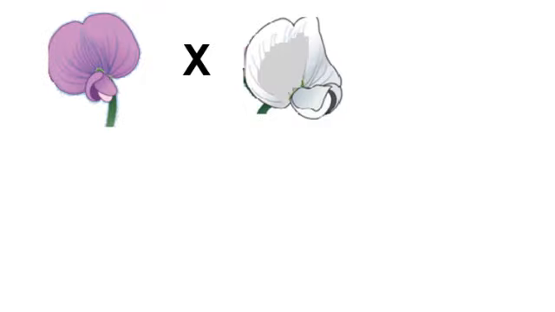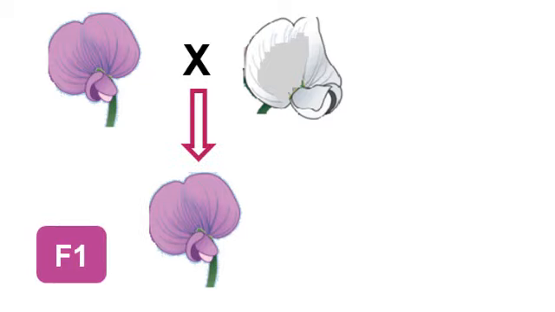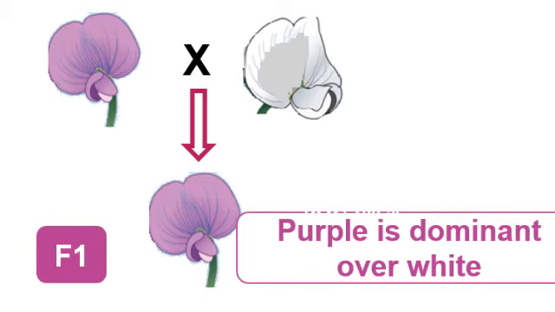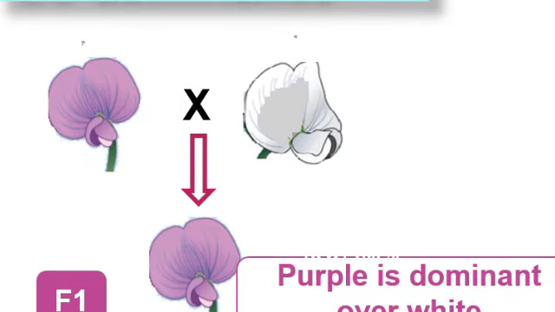Let's start with codominance. When crossing a purple flower with white one, they give the purple flowers in the first generation. Then, the purple allele is dominant over the white allele. Purple is symbolized by capital P and white by small w.